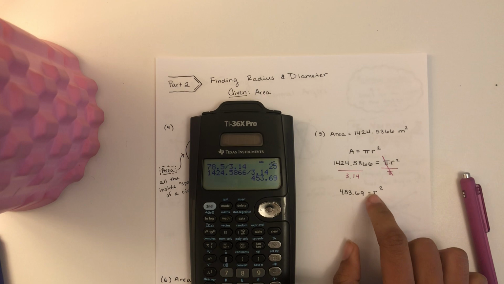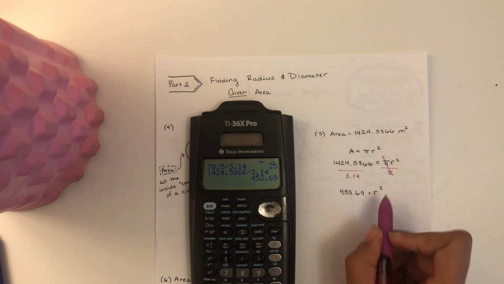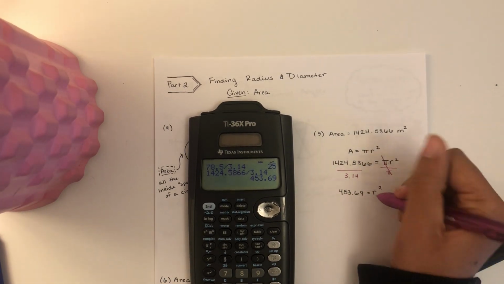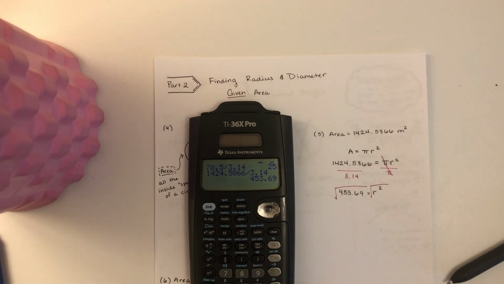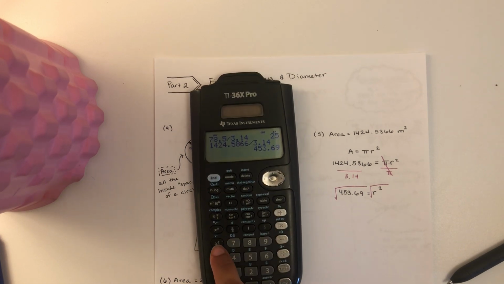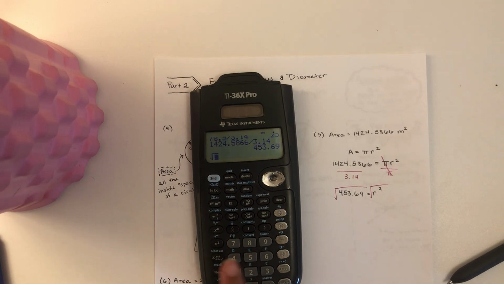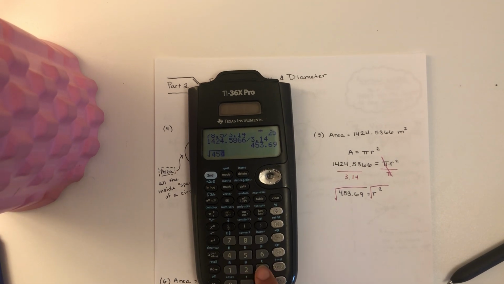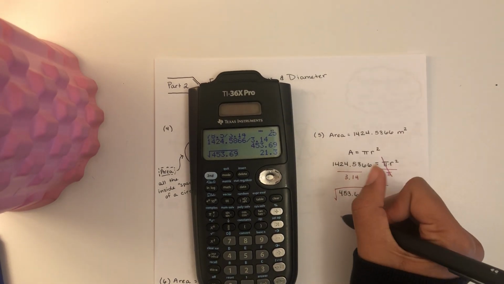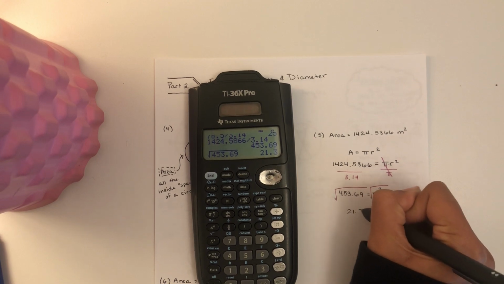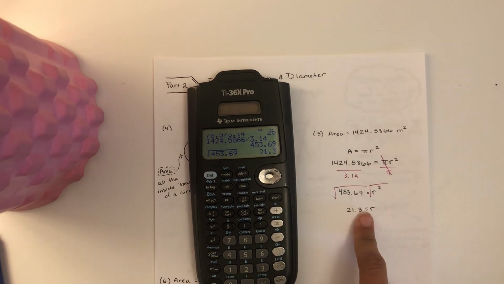All right, and now to get this by itself, we have this exponent of 2, or the square, so you have to square root both sides. So on my calculator, I would press second and then that. And I'm typing in 453.69. And this time we got a decimal. 21.3 equals r. R is by itself.